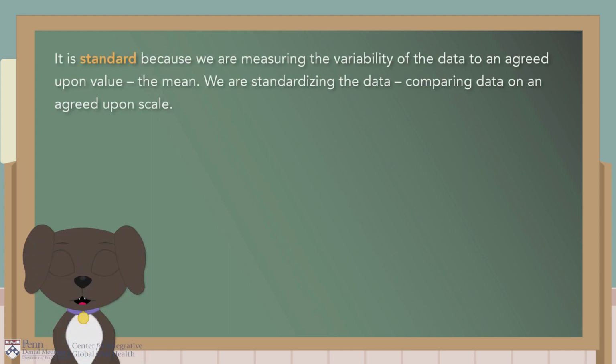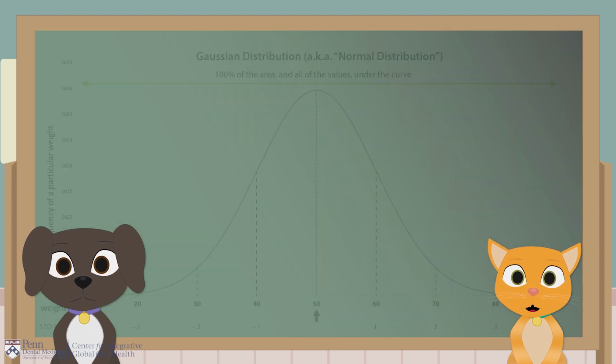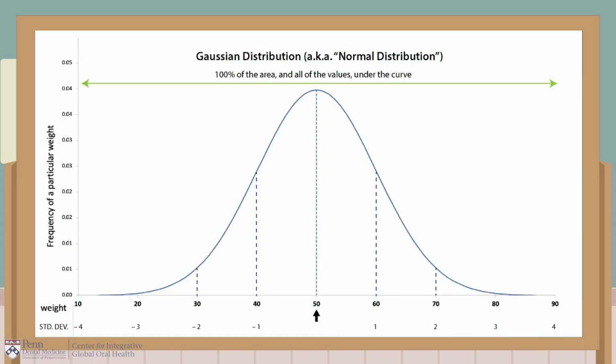Wow, that's powerful. By the way, why is it called standard? Because we are measuring the variability of the data to an agreed upon value, the mean. We are standardizing the data, comparing data on an agreed upon scale. So, I now know that the observed sample has a mean and data points that can be computed as an average distance from the mean. Where is the probability? Here is an amazing thing to know about the normal distribution.